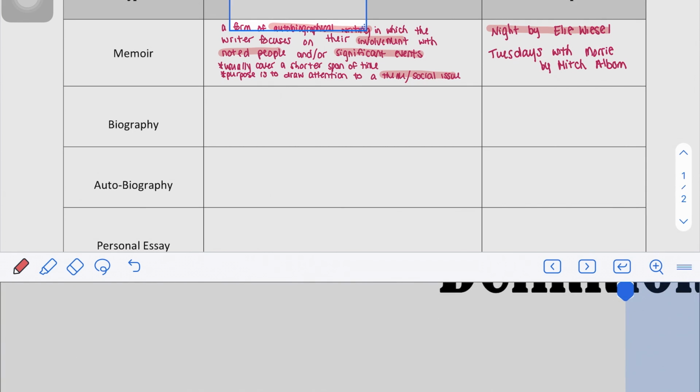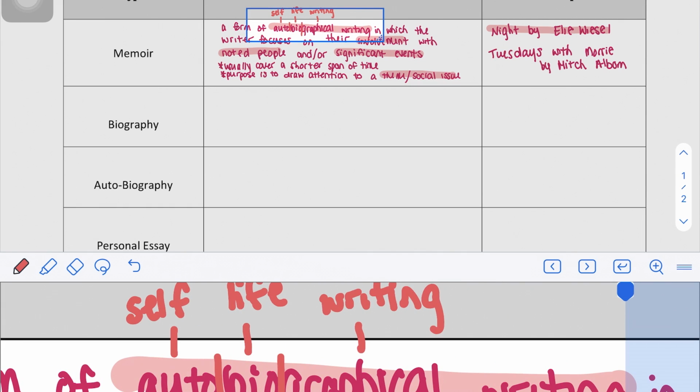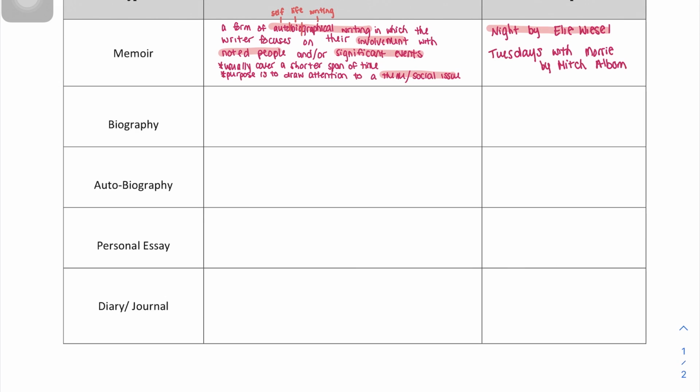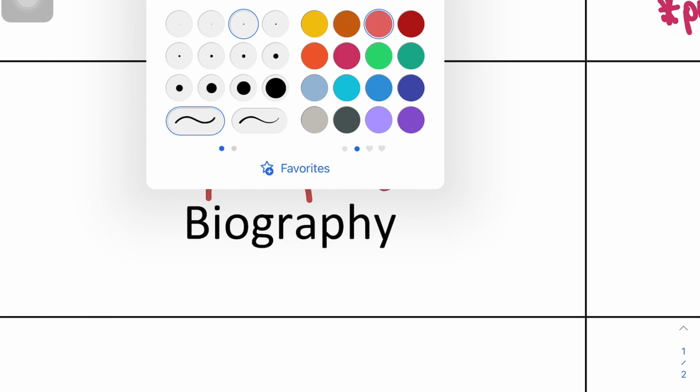Now let me remind you of some prefixes and suffixes and roots here. The word autobiographical, if you break it down into its three parts: auto means self, bio means life, like biology, right? And graphical, graphy, that suffix means writing. Another type is biography. Break down the word: bio, life, graphy, writing, so this is life writing.